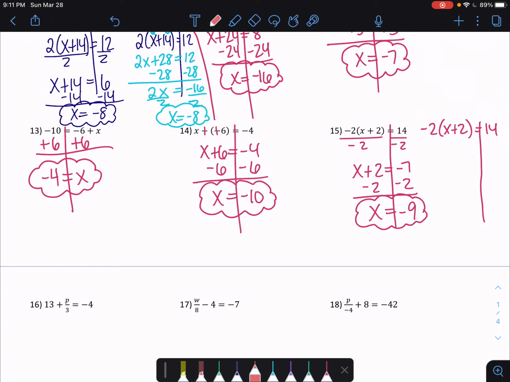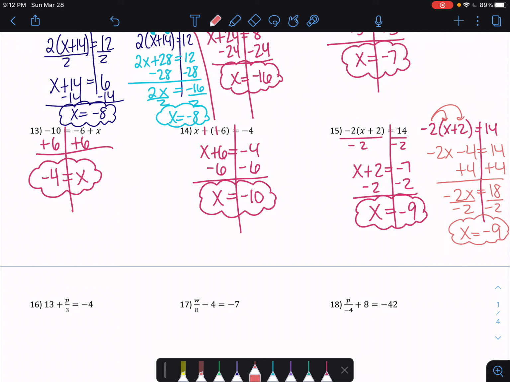If I distribute first, over here, I'm going to get negative 2x minus 4 is equal to 14. I can also write this as plus negative 4, but the minus makes it easier for me to see that I'm supposed to add 4 to both sides. So negative 2x equals 18, and then I divide by negative 2, and I get x equals negative 9. So again, two different methods, same exact answer.